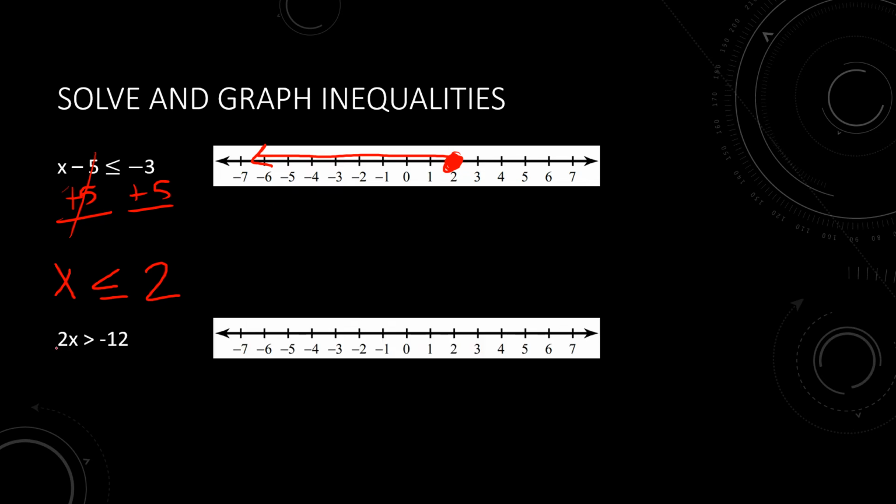Here's another one. 2 times x is greater than -12. So divide both sides by 2. X is going to be greater than -6. So go to -6 on my number line, draw an open dot because there's no line underneath my inequality, and my arrow.